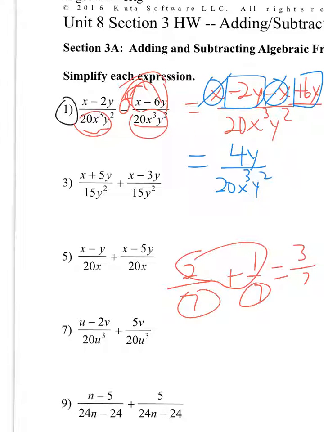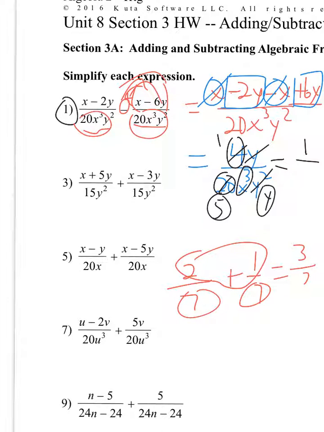If you notice, we ended up with a monomial over a monomial, so I can do some reducing. I can reduce my coefficients on top and bottom. 4 goes into each of them: 4 goes in there once and in there 5 times. And I can reduce this y with one of these, which leaves me with a y. So I'm basically left with just 1 on top, and on the bottom I have 5x cubed and y.